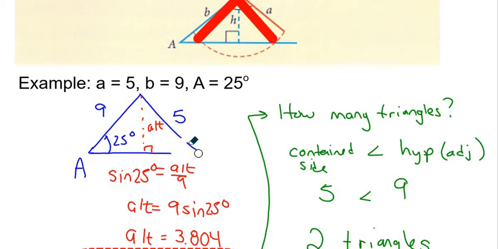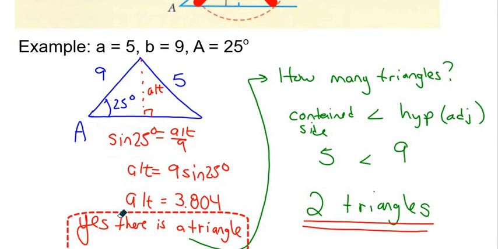Otherwise, if the altitude were too large and that were 5, then it would look like that. It wouldn't touch the ground. So the first piece of analysis is always, do you have a triangle? And the answer in this case is yes, I have a triangle. Then you move on to how many there are. So how many triangles are there? Well, if you look at the contained side, it is smaller than the hypotenuse of that interior triangle, otherwise known as the adjacent. 5 is smaller than 9, making a triangle right there, as well as the one you see. And so that's how we get two triangles.